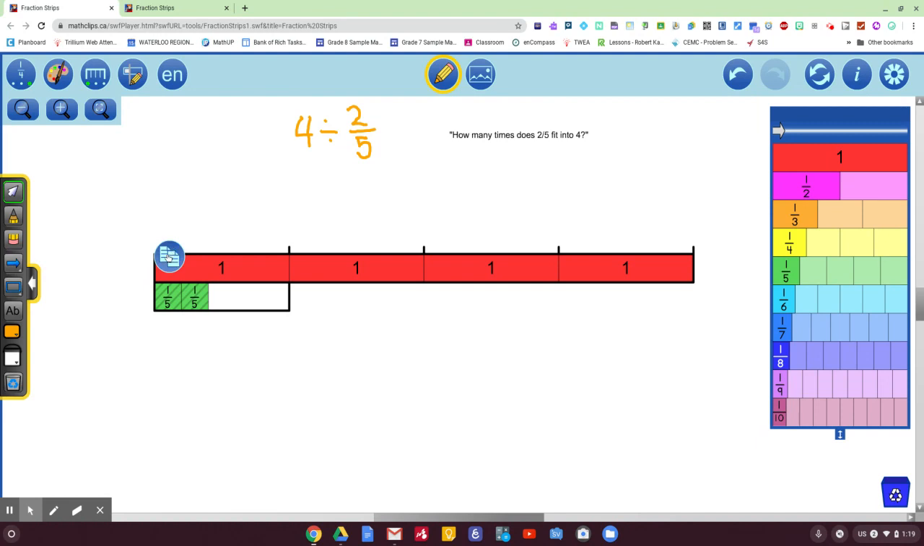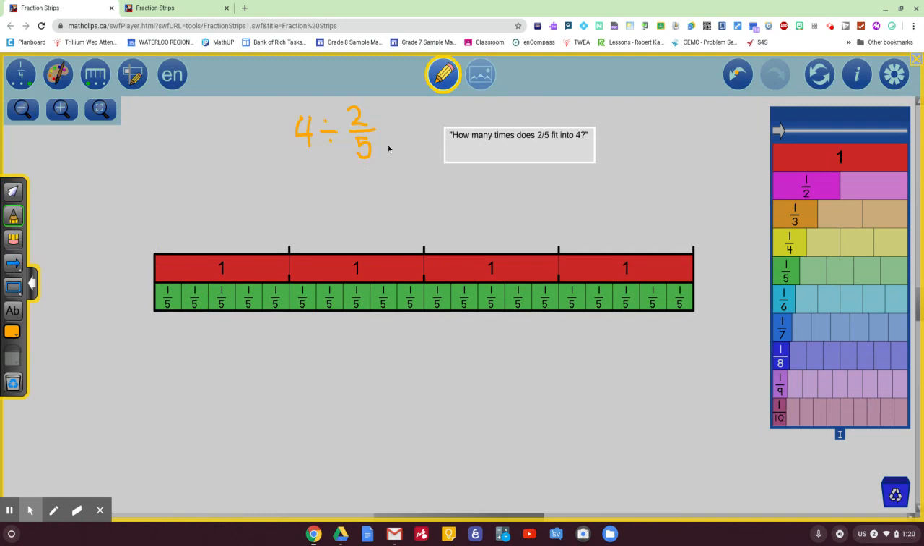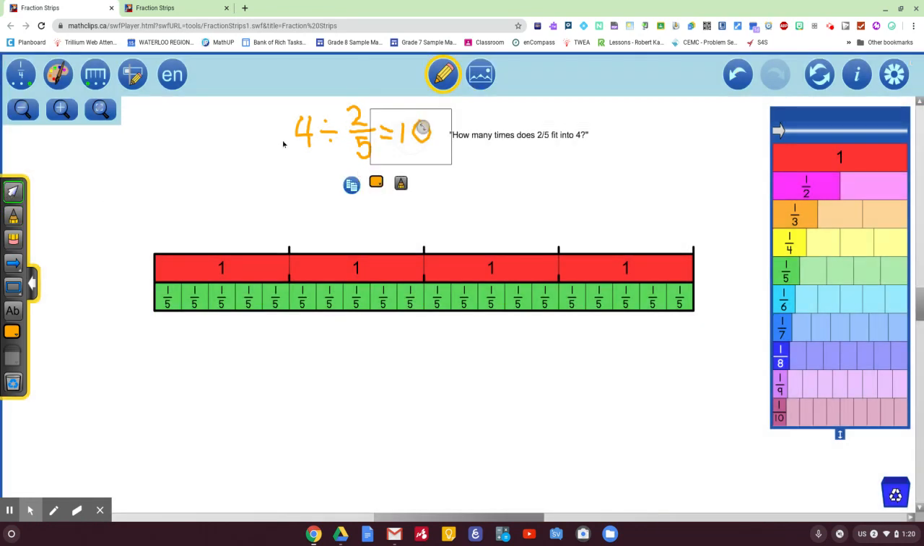So there's one group of 2/5, 2 groups, 3 groups, 4 groups, 5 groups, 6 groups, 7 groups, 8 groups, 9 groups, 10 groups. So my answer to this question here, 4 divided by 2/5, is 10, because 10 groups of 2/5 fit into 4 wholes.